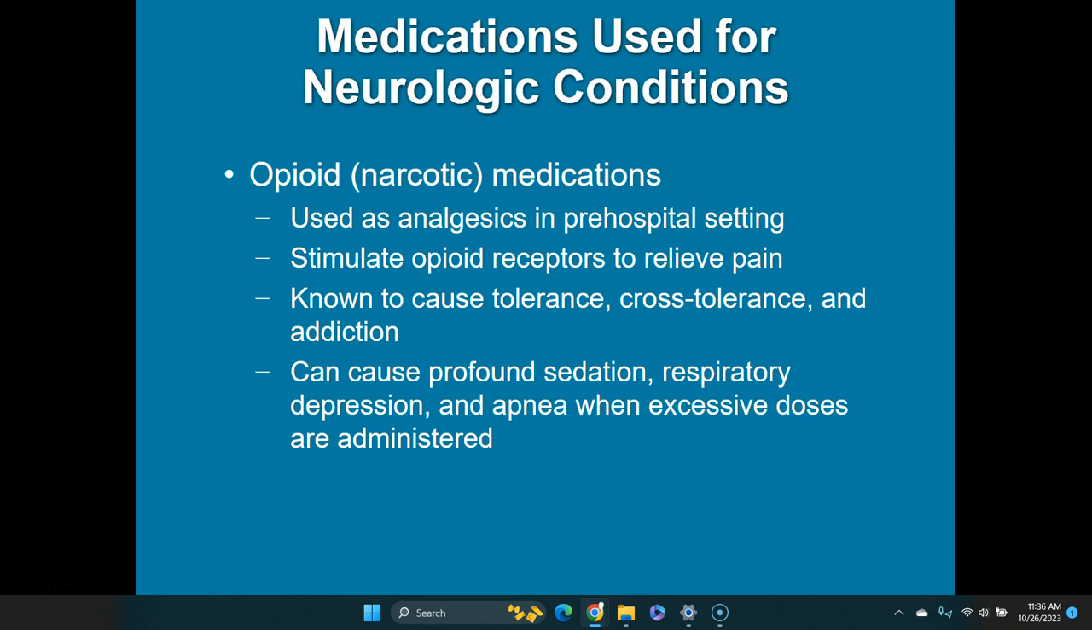Opioids, medications used for neurologic conditions. Opioid narcotic medications are used as an analgesic, stimulating opioid receptors to relieve pain, primarily mu receptors. Known to cause tolerance, cross tolerance, and addiction, of course. Can cause profound sedation, respiratory depression, and apnea when excessive doses are administered. That can be both a side effect and kind of what we want it to do. Positive effect sometimes. Depends on the patient and what's going on with them.